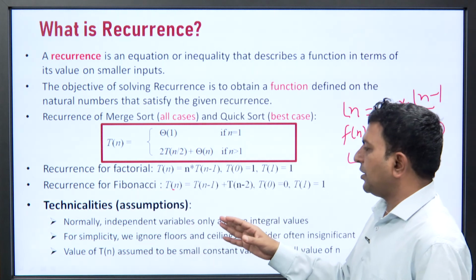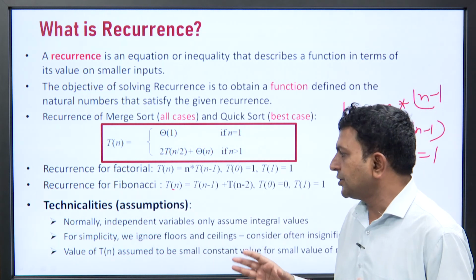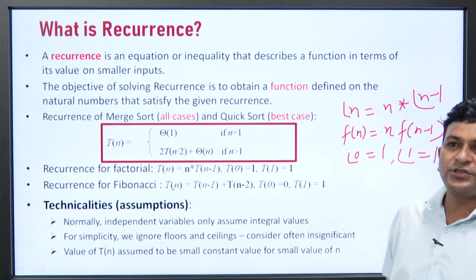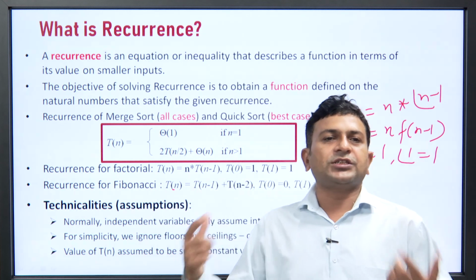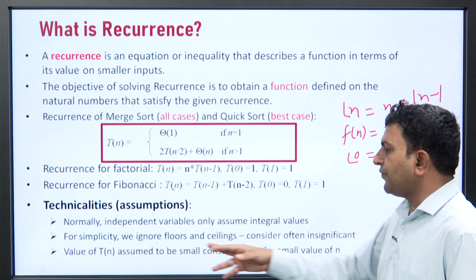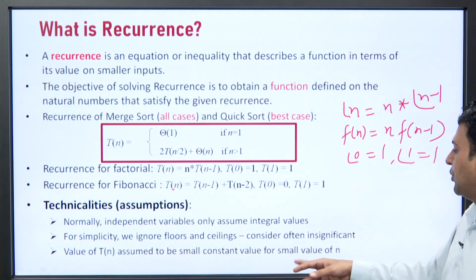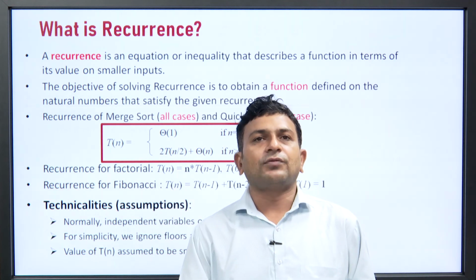Normally we assume that the independent variables only assume integral values. The second is, for simplicity, if there are floor or ceiling notations in recurrences, we generally ignore them. And the third is that the value of T(n) is assumed to be a small constant for small values of n. Basically these are the assumptions while solving the recurrences.